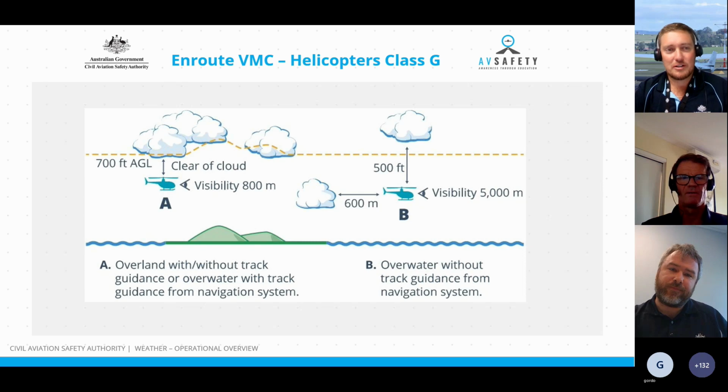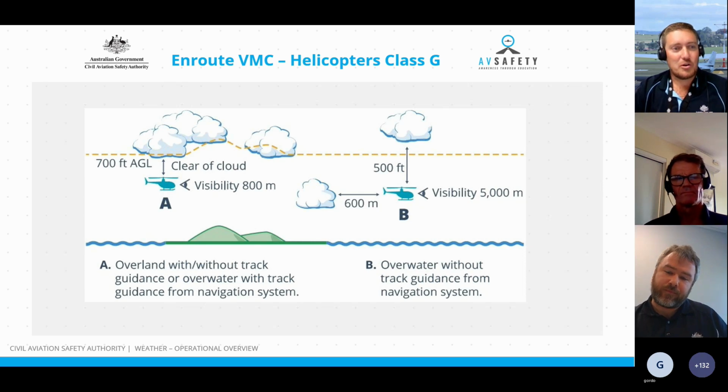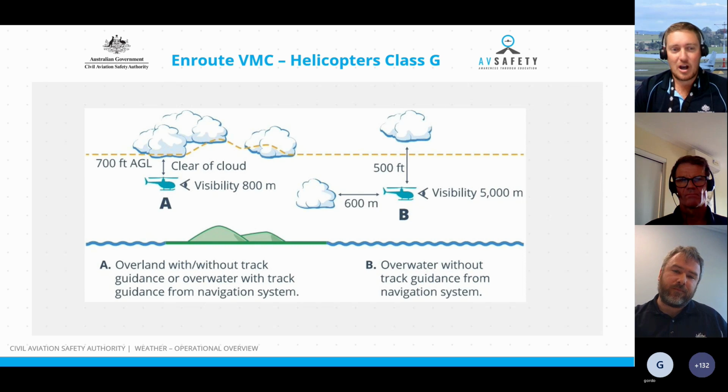For our helicopter pilots flying VMC en route, flying at 700 feet AGL, and you're tracking over land with or without track guidance, or you're tracking over water with track guidance provided from a navigation system, then you must remain clear of cloud with a flight visibility of 800 metres. If you are flying over water without track guidance from a navigation system, then you must maintain 500 feet below cloud, minimum visibility of 5,000 metres, and a horizontal distance from cloud of 600 metres.